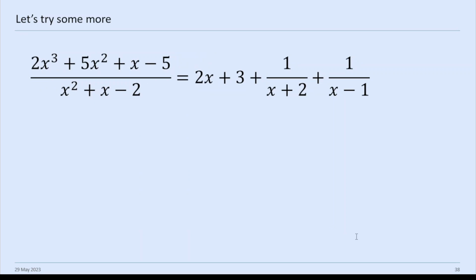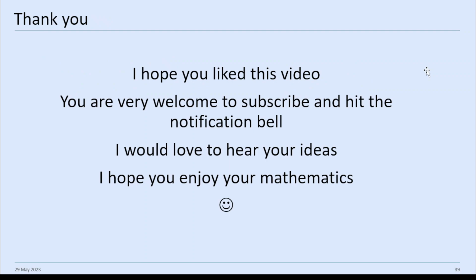So to summarise, 2x cubed plus 5x squared plus x minus 5 over x squared plus x minus 2 equals 2x plus 3 plus 1 over x plus 2 plus 1 over x minus 1. So again, if you had to integrate this thing on the left, you could turn it into this, and the right hand side is quite easy to integrate. We all know what it is, right? Integral of 2x is x squared, integral of 3 is 3x, integral of this is natural log of x plus 2, integral of this is natural log of x minus 1, and then if it's the indefinite integral, we add a constant.